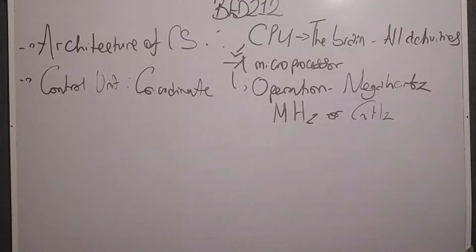It controls the input and output of data. It controls the flow of data as well. It controls how data should be apportioned and structured. So we have that as that.